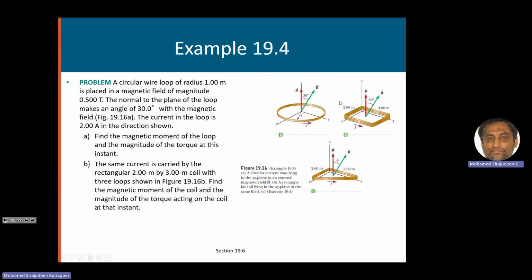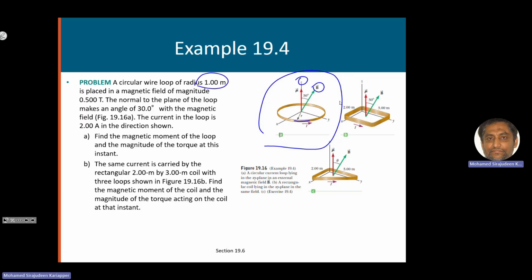So let's do this question. Example: we have a circular wire loop of radius 1 meter. This is picture A. We have a current carrying wire loop, kept in a horizontal plane, and the direction of the current, looking from above, is counterclockwise. There is a magnetic field in a certain direction, making an angle of 30 degrees with the z-axis. This is given in the question.